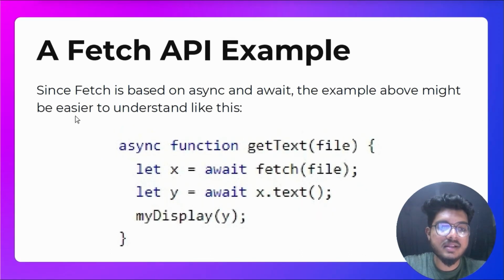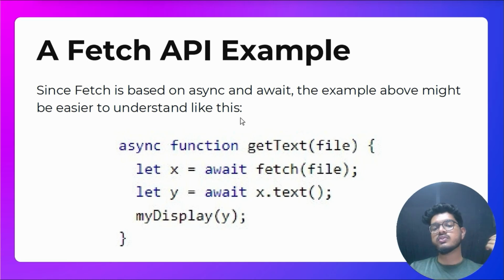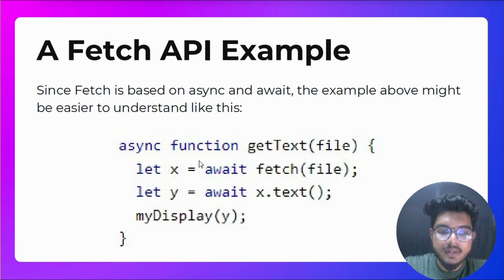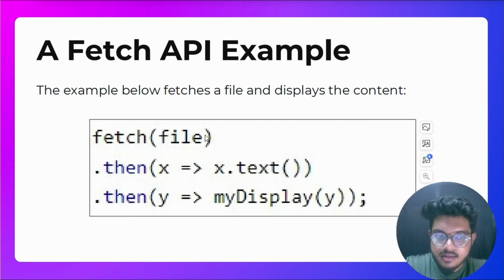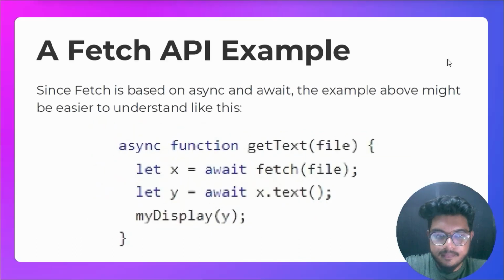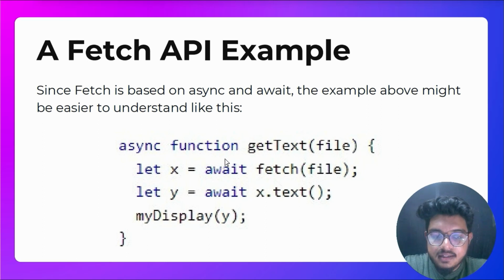Fetch API example. Fetch is based on async await, because wherever you use promises, async await automatically comes into the picture. The example above might be easier to understand. See the previous example; the previous example is written in this way. What is this? Async function get text file. The function name is get text.